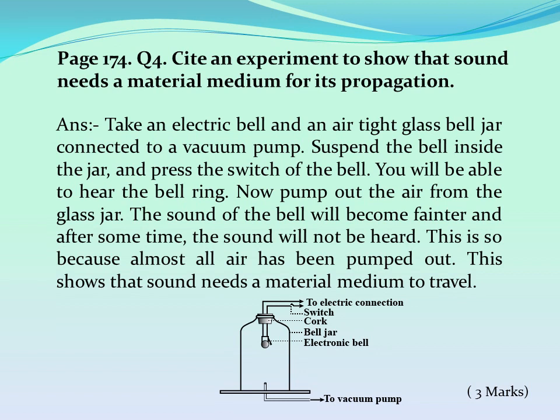Page number 174, question number 4. Cite an experiment to show that sound needs a material medium for its propagation. Answer: take an electric bell and an airtight glass bell jar, connect it to a vacuum pump. Suspend the bell inside the jar and press the switch of the bell. You will be able to hear the bell ring. Now pump out the air from the glass jar. The sound of the bell will become fainter, and after some time the sound will not be heard.